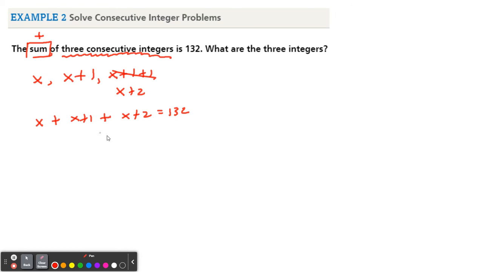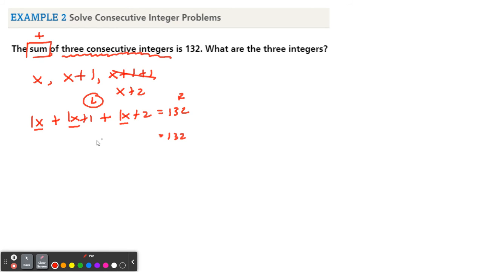All right, let's combine our like terms. Now, this is different than the last problem. Here on the left side of the equation, you have 1, 2, 3, 4, 5 things: an x, a 1, an x, and a 2. Over here on the right side, you just have the 132, so that's not going to change. But over here, we can combine this x and this x. This is a 1x plus a 1x plus a 1x.